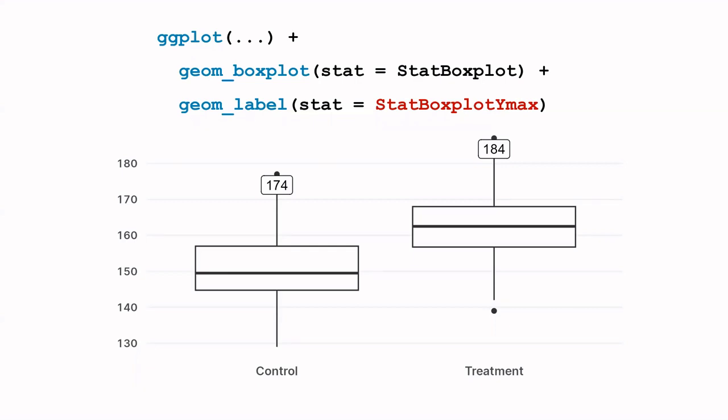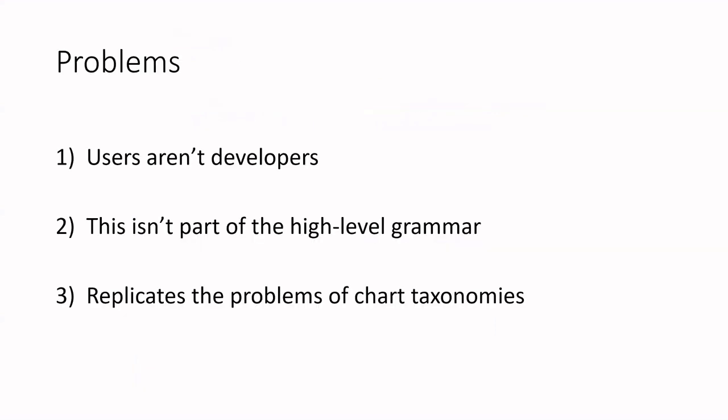But we already see clear problems with this approach. First of all, users aren't developers, so they can't write that big chunk of code themselves. Second of all, this isn't what users sign up for when they choose to learn the grammar of graphics. The code we just saw isn't part of the grammar. That's just implementation level details. And most importantly, it feels like we're replicating the problems of chart taxonomies at the layer level because we're making an entirely different stat just to slightly modify the behavior of an existing layer.